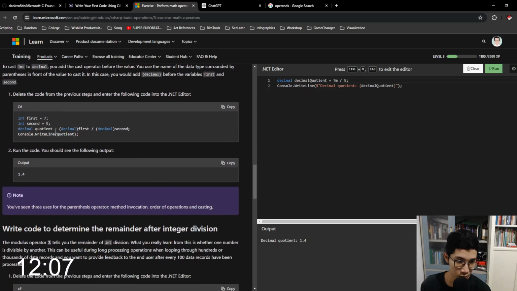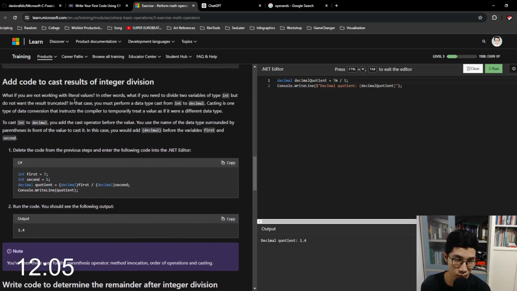Add code to cast the result of integer division. What if you are not working with literal values? In other words, what if you need to divide two variables of type integer but do not want the result truncated?